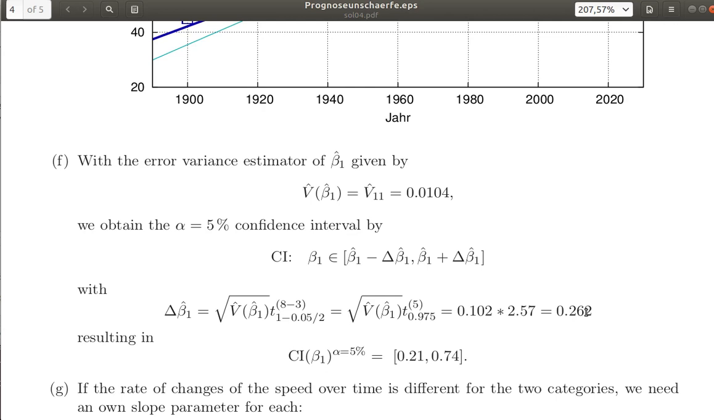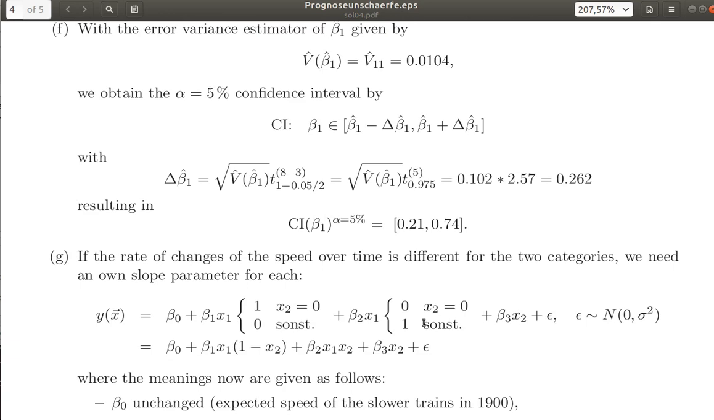0.262, and that means the confidence interval of beta 1 is between 0.21 and 0.74. So in particular, it is positive. So 0 is not contained in this confidence interval. So we also know that a symmetric test of a point null hypothesis beta 1 equals 0 could be rejected.